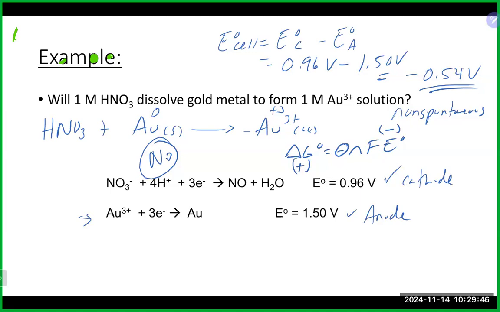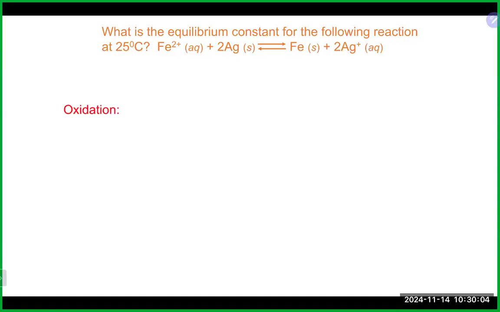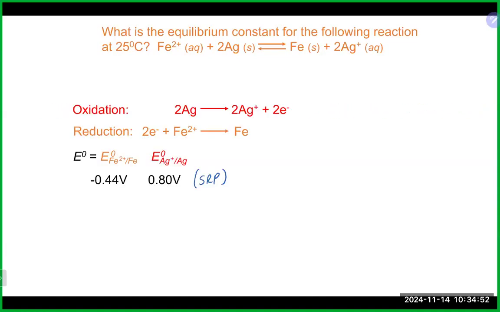Any questions on that? Really important here: sometimes people always just roll with the more positive one as the cathode. You only want to do that if there's no other information given to you. But if they do tell you how it's happening, you do need to look at what's going on. Any questions on that? Okay, all right, so why don't you try this one here? What is the equilibrium constant for the following reaction?